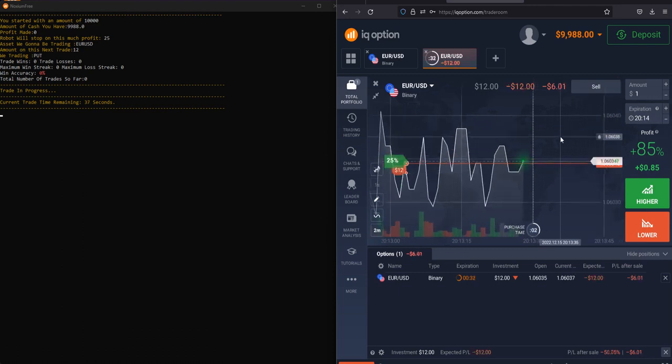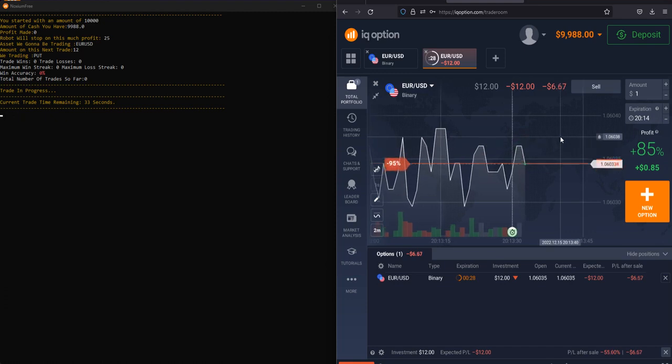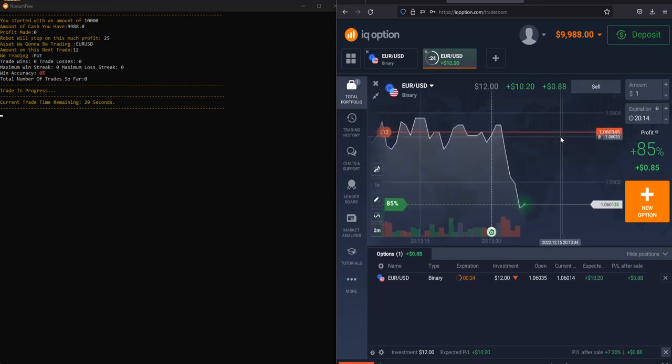Okay, let's see how it goes. Oh ho ho. Oh, so we're losing currently. Oh, that's good. That's good. 30 seconds left, and we're going to end this trade.